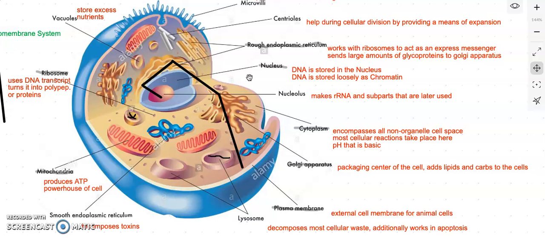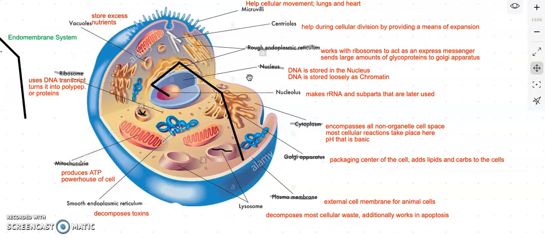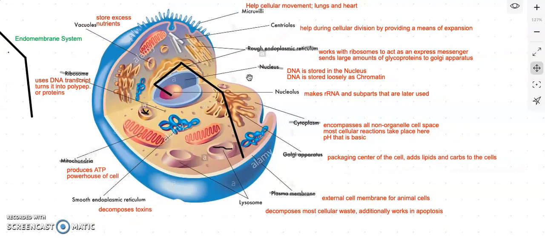So now we're going to talk about the endomembrane system, which I have drawn in black. It basically starts in the nucleus, works its way to the endoplasmic reticulum, moves to the Golgi apparatus, and out through the plasma membrane. The first part of this system involves the transcription of DNA into mRNA, which is then sent to a ribosome. A ribosome is basically a structure that turns mRNA into a polypeptide or a protein.